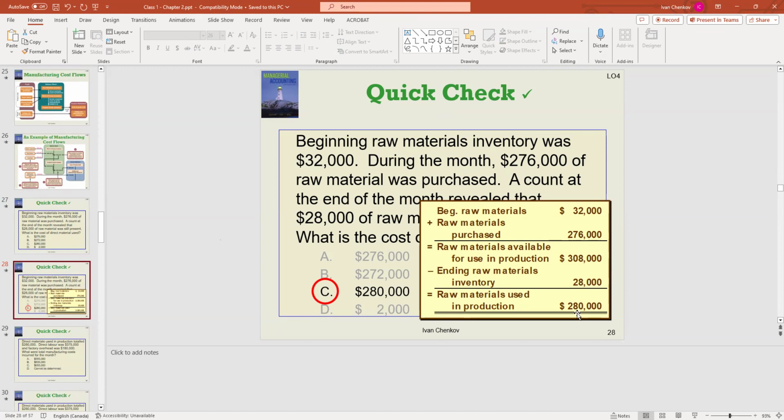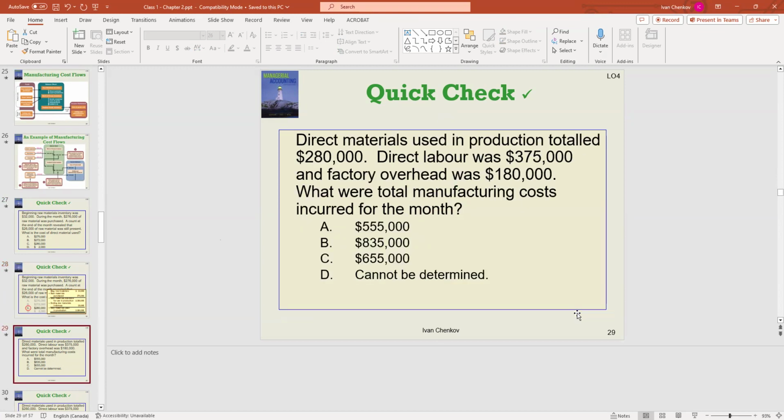Direct material used in cost of the product. Now, once we get the direct material 280, that direct material has to meet with direct labor and manufacturing overhead, which are going to convert it into the product. So the question is, how much is the total manufacturing cost for the period? Can you calculate it?